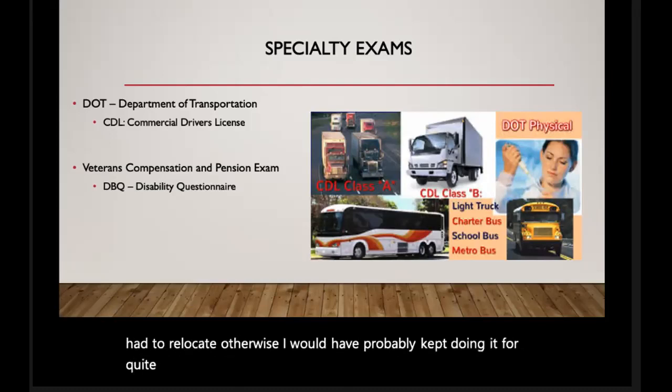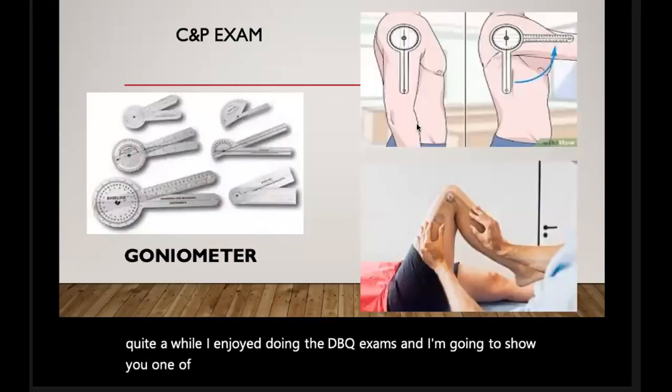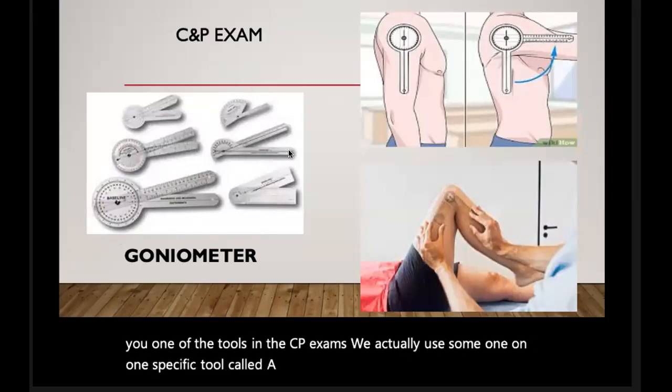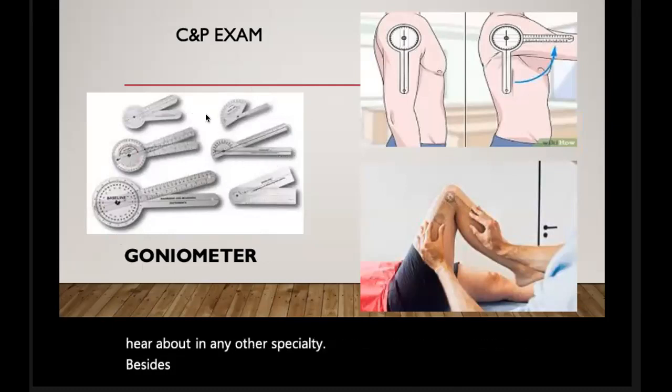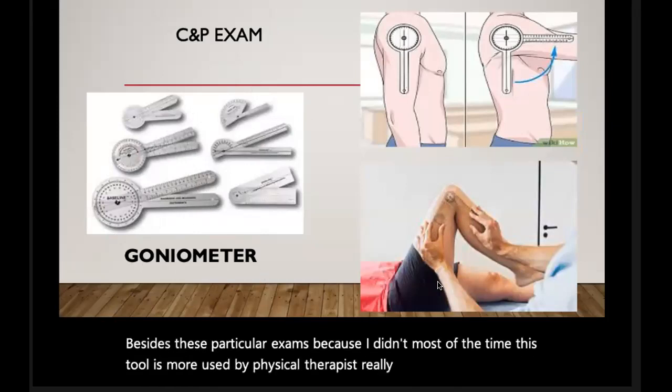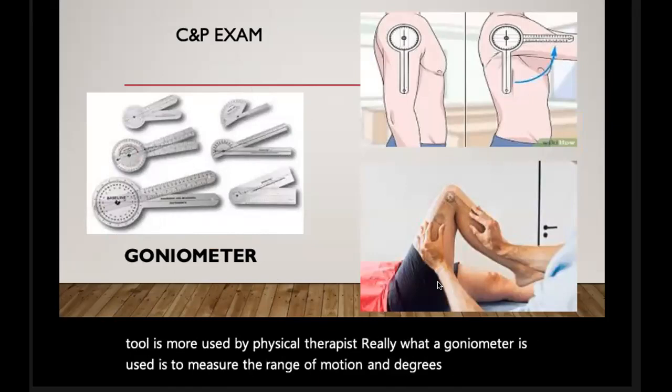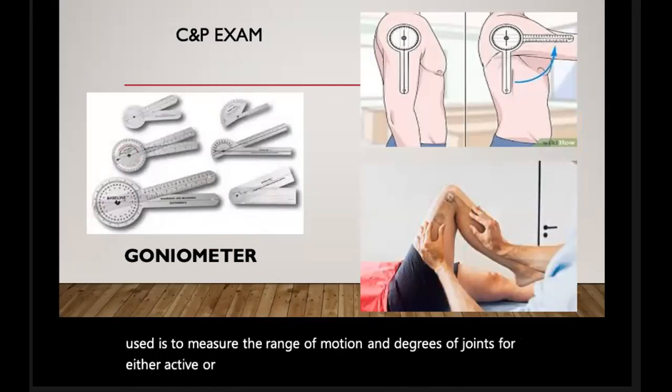I enjoyed doing the DBQ exams, and I'm going to show you one of the tools. In the CMP exams, we actually use one specific tool called a goniometer, which you probably won't hear about in any other specialty besides these particular exams, because I didn't. Most of the time, this tool is more used by physical therapists. Really, what a goniometer is used for is to measure the range of motion in degrees of joints, for either active or passive joint range.